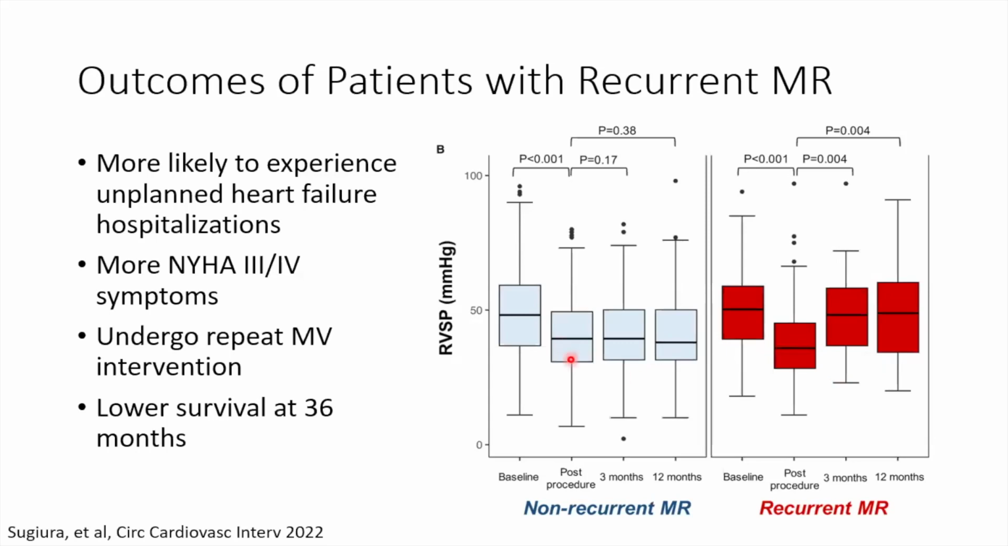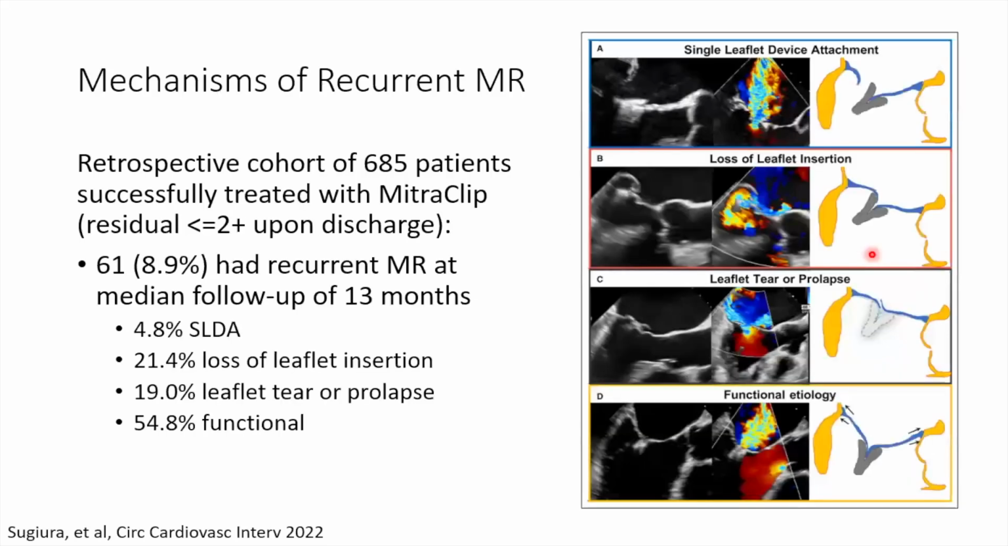What we can see here is in patients with recurrent MR, they actually have a reduction in RVSP, but then end up having a recurrence with increased RVSP again, so their pulmonary pressure increases.